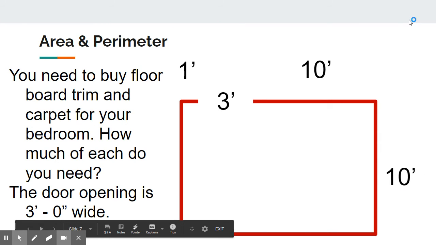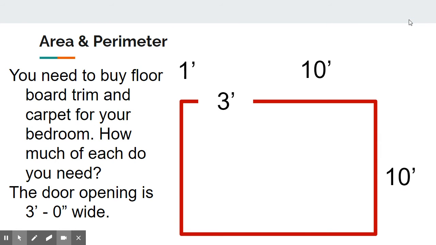So why is that important? Okay, so if I need to buy floorboard trim that goes along the bottom edge of my floors and carpet for the bedroom, how much am I going to need? Okay, so the carpet is going to be area and the floorboard trim is going to be perimeter.